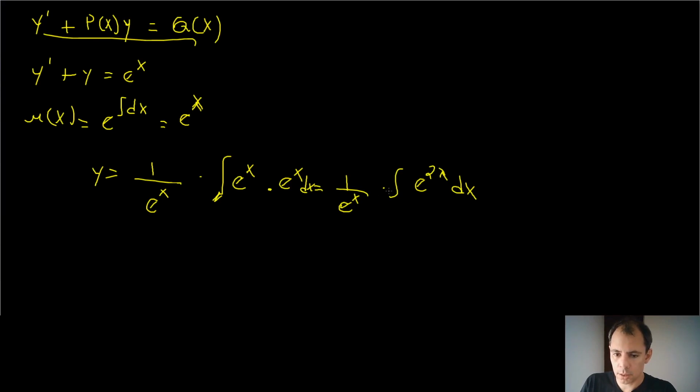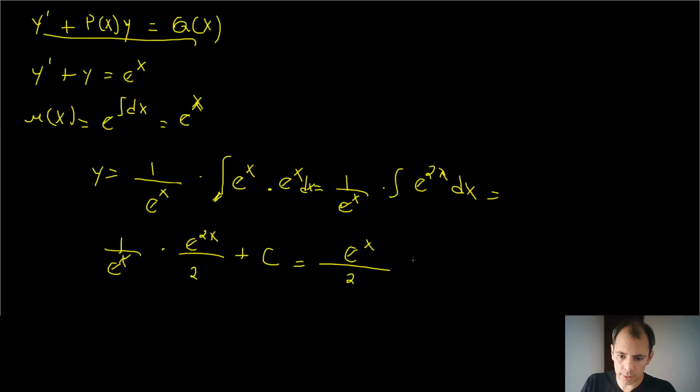So this is going to be equal to 1 divided by e to the x times e to the 2x divided by 2, plus c. See, now the c showed up because you got to have a c in there if you want to have those initial conditions. So this thing is going to be equal to e to the 2x divided by e to the x, which is just e to the x divided by 2 plus c.